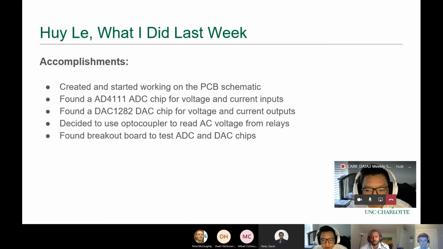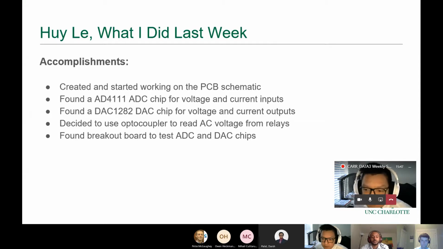It only has one voltage output, so we might have to use multiple, but we're looking to see if we can find a better option with multiple outputs, so we can organize and not fill the circuit up with a bunch of DAC chips.